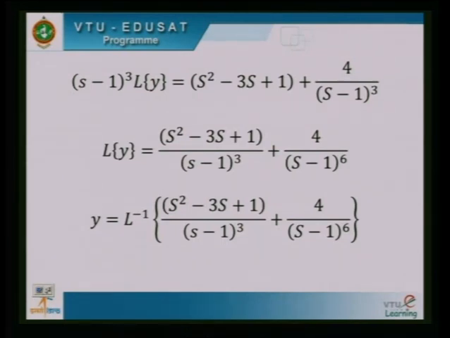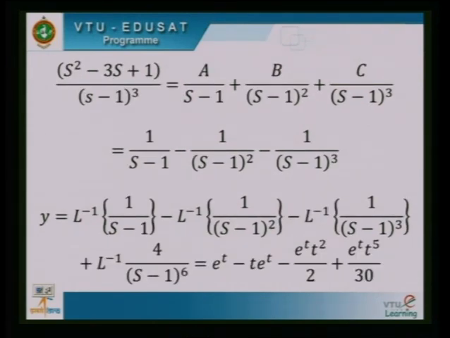This can be rewritten as L of y is equal to (s² − 3s + 1) divided by (s − 1)³ plus 4 divided by (s − 1)⁶, because you can transfer (s − 1)³ to the RHS. Now y is equal to L inverse of (s² − 3s + 1) divided by (s − 1)³ plus 4 divided by (s − 1)⁶.